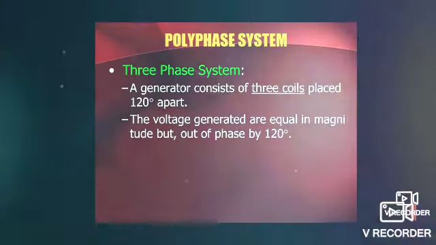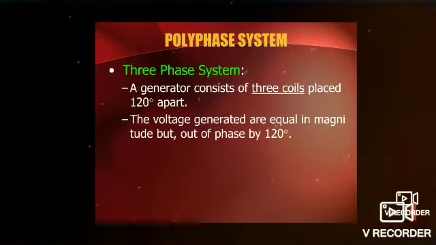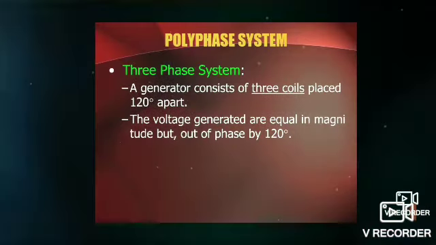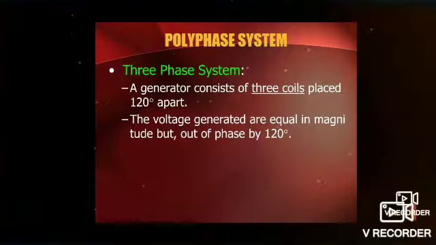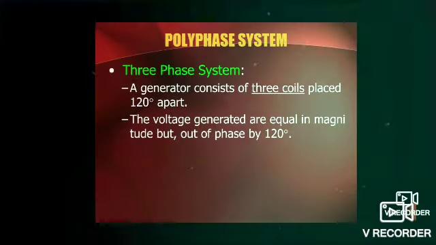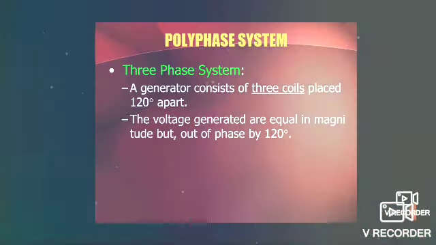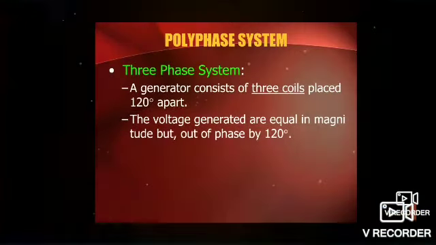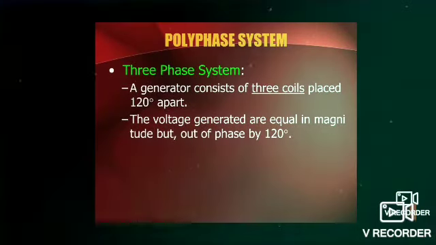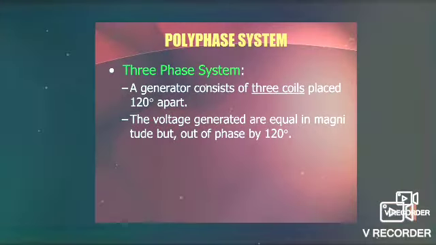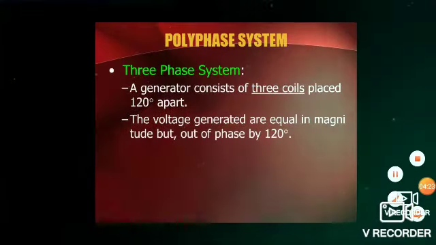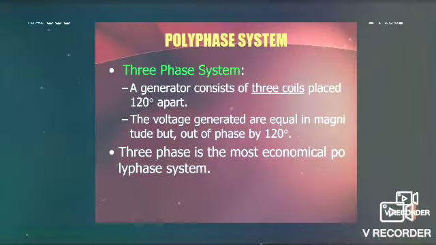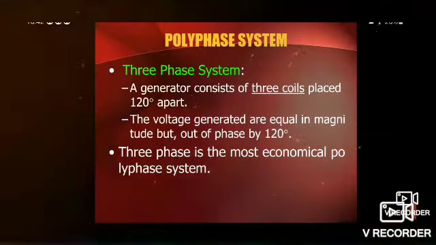Then three-phase system. A generator consisting of three coils placed 120 degree apart produces a three-phase system. The voltages generated are equal in magnitude but out of phase by 120 degree. Three-phase system is the most economical polyphase system.